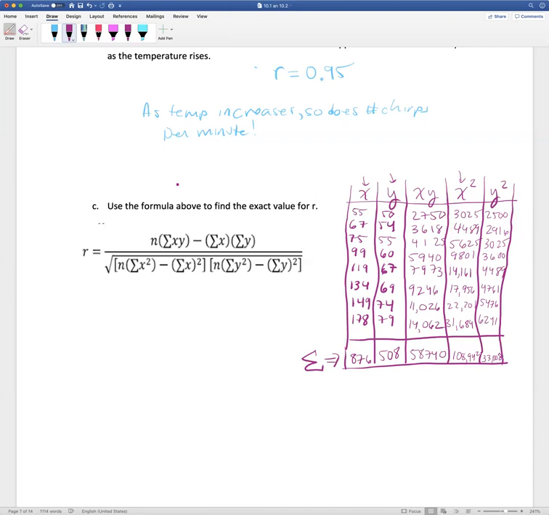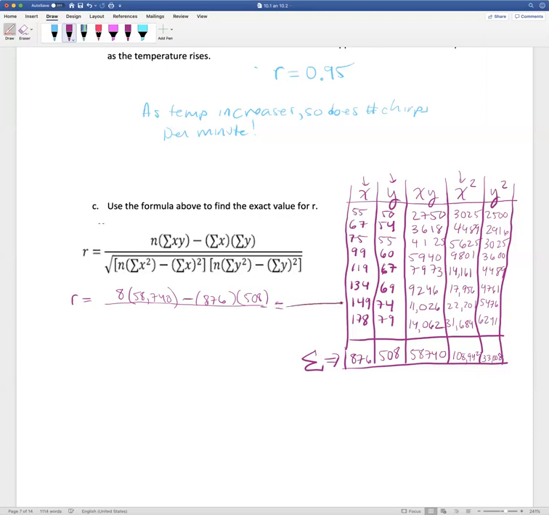Okay, looks like it works out. All right, so let's substitute in. R is equal to, in the numerator, N, the number of ordered pairs. We have 1, 2, 3, 4, 5, 6, 7, 8, so 8 ordered pairs, times sum XY. Here's sum XY, 58,740, minus sum X, here's sum X, 876, times sum Y, which is 508. Okay, so that will tell us what is in the numerator.